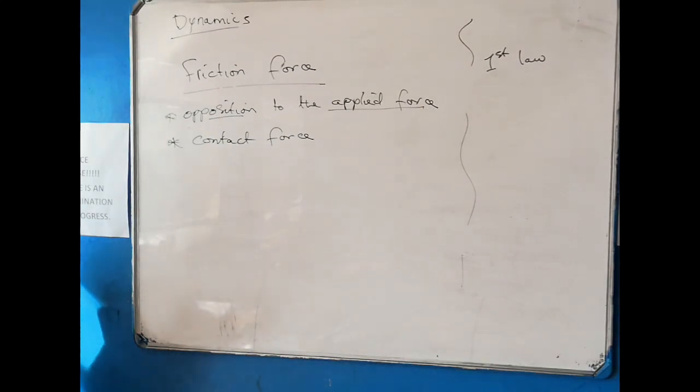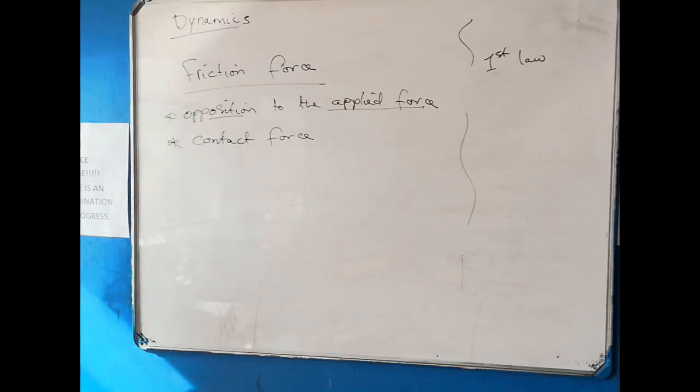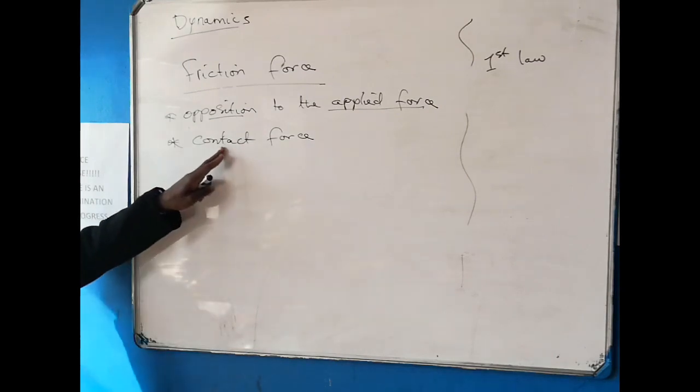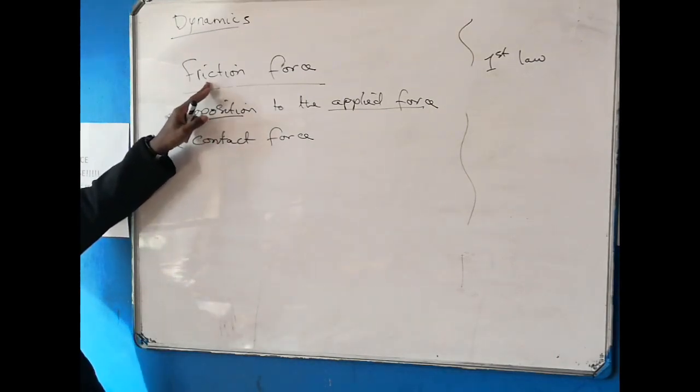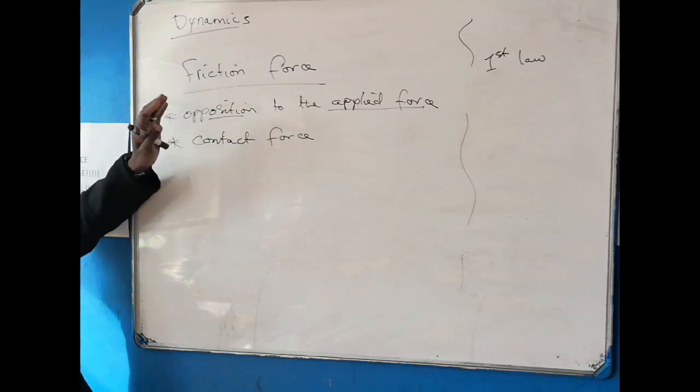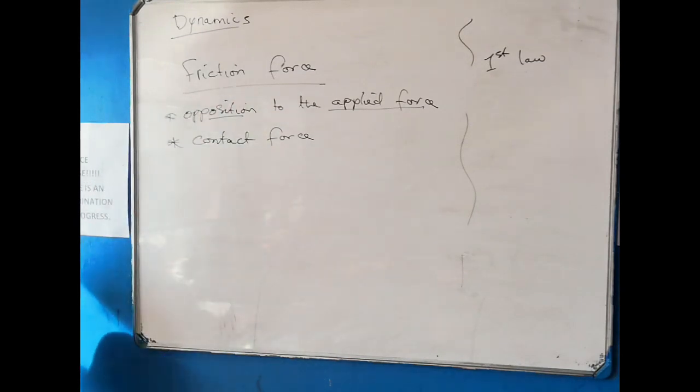When you are rubbing your hands like this, basically there is friction between the two ends. When this object rests on that object, there is friction between the two. There is contact between the two. The more the contact, the more the friction force.